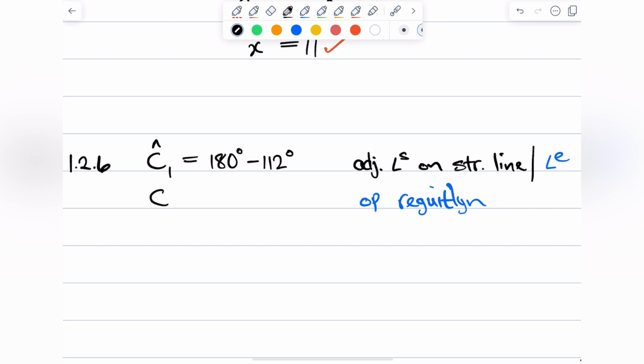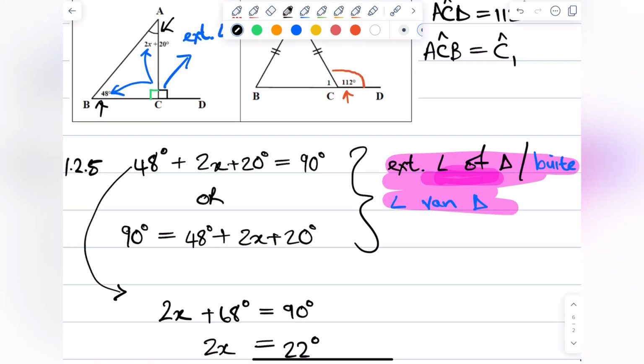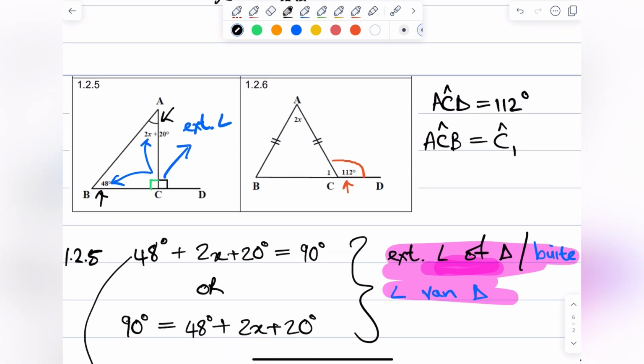And that, of course, simplified, we have C1 equal to 68 degrees. So now we've got information inside the triangle. We've got more information, so I'll just indicate that there. So C1 is 68 degrees.